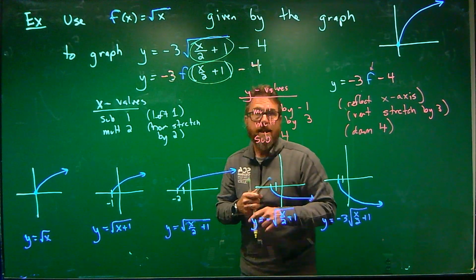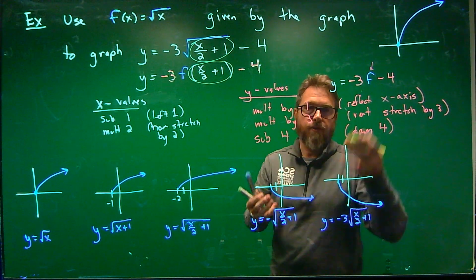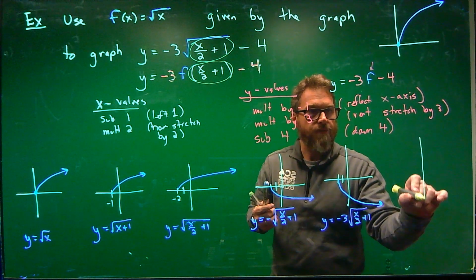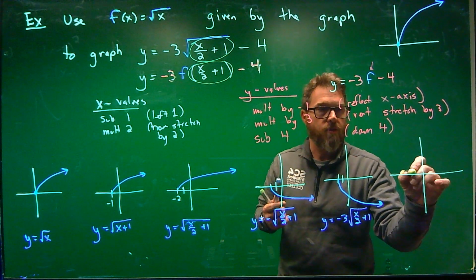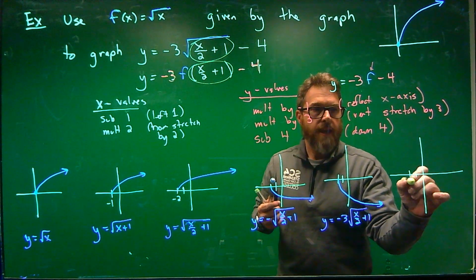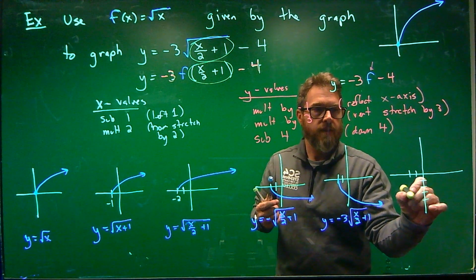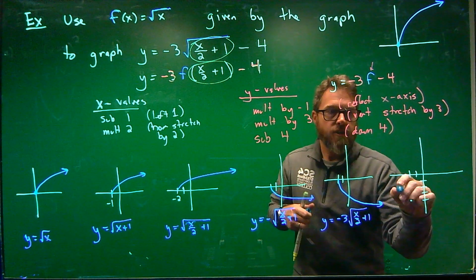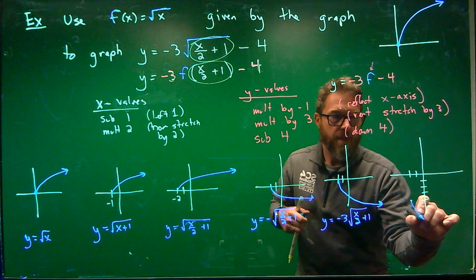And then last, I'm going to have to subtract 4, which means move this thing down 4. So finally, our solution right here is going to be here. And I have to go down 4 to this spot. So now we're going to get that function.